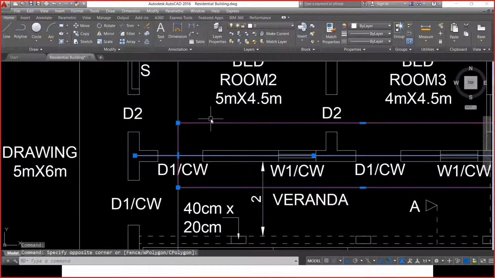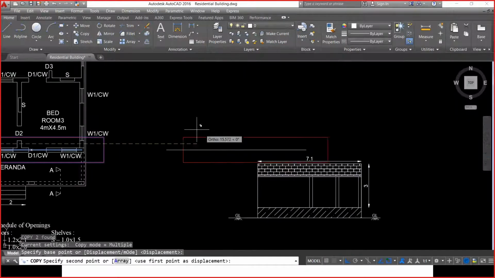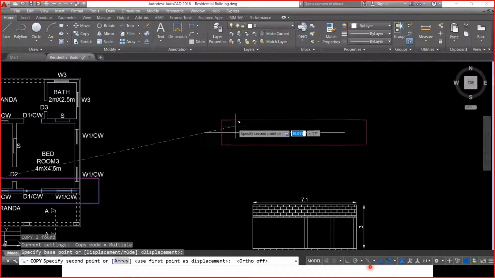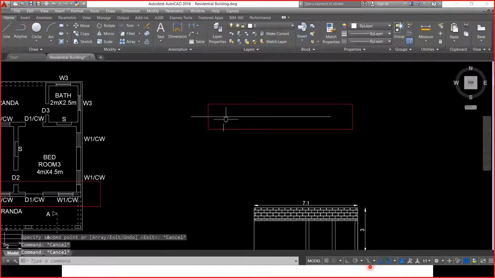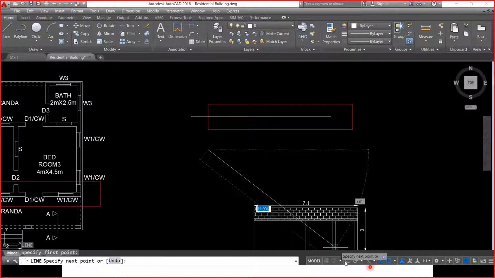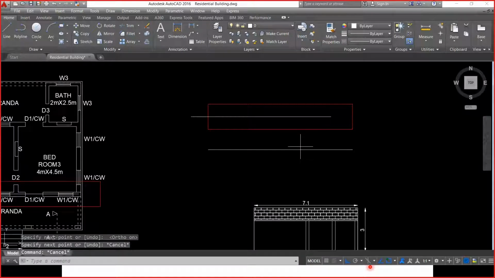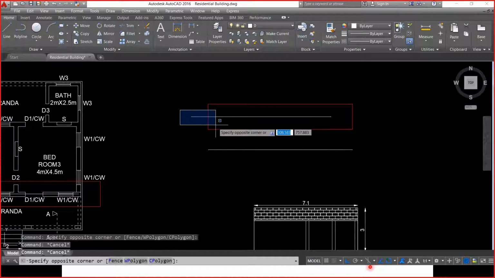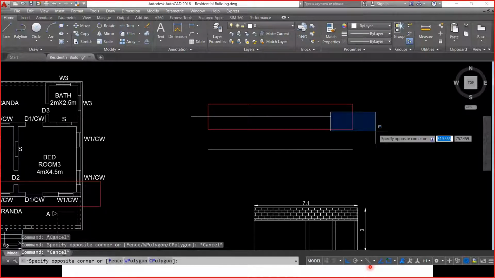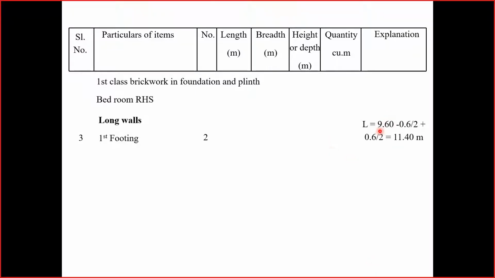So now in order to calculate the actual length, we have to copy this area. Let me just copy this area somewhere over here. Now there is additional length beyond this area and there is some length missing. This is the actual length. So deduct from here and add over here. How to do that? That is shown here.